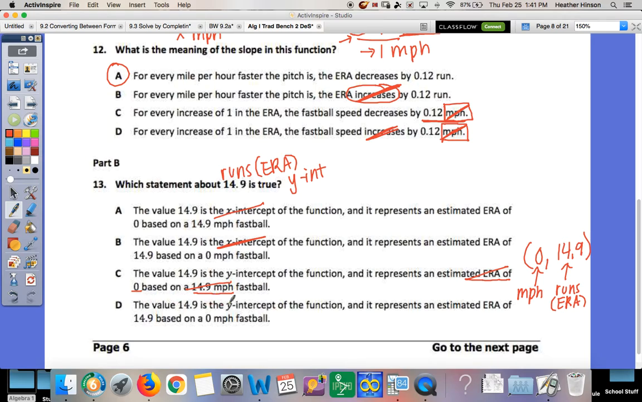The value of 14.9 is the y-intercept. That's still correct. And it represents an ERA of 14.9, so an average run of 14.9, and based on a 0 mile per hour fastball. Does that match our point over here? Yes, that one's in the correct order. So D is our answer.